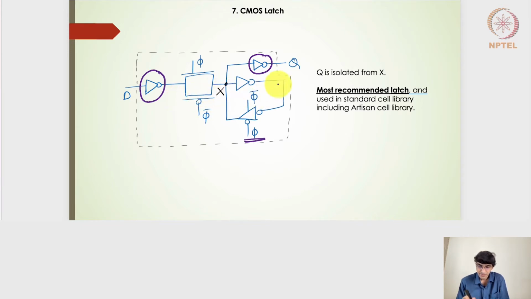And for the same reason, what we have done is added the tri-state inverter, especially when the latch is in the opaque mode, or when it operates in the phi-bar mode. That is when the clock is at the low level. So this particular tri-state inverter is ensuring that the X node retains its previous value, right? It doesn't get any change in the voltage level, and doesn't have any change in the output values of the latch, right? So this is the most recommended latch and used in the standard cell library, including the Artisan cell library.